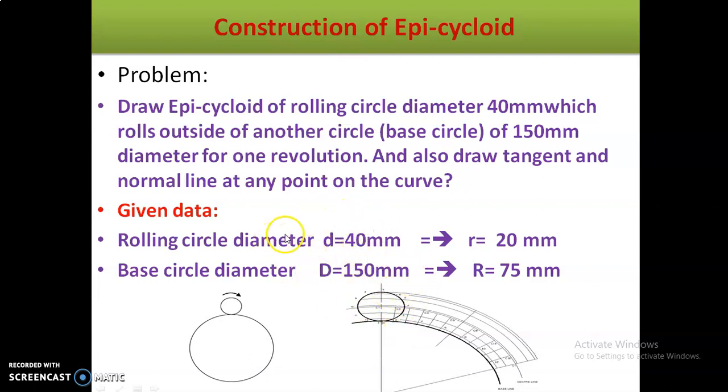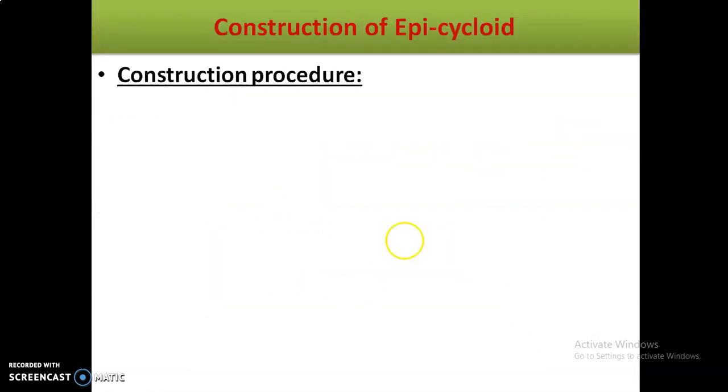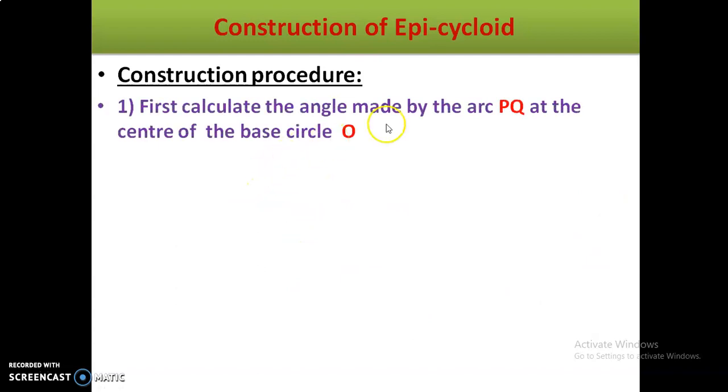Now we have to construct the epicycloid. We have a construction procedure. First, we should calculate the angle made by PQ at the center of the base circle.